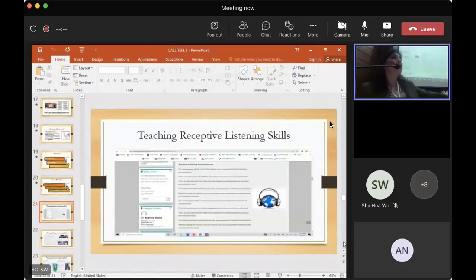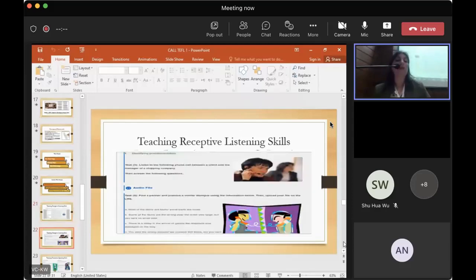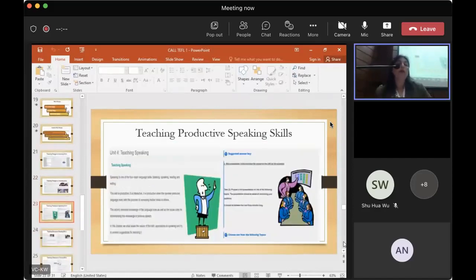These are some screenshots of the program posted on LMS for the TEFL 4. These are some exercises about teaching receptive skills, which is the listening skills with the audio, with more hyperlinks, and a forum with links for the students to interact with each other and to give feedback on the difficulty of the task, relevancy, and all of these things. And this is another screenshot of teaching listening with audio. This is for teaching productive skills, for speaking.